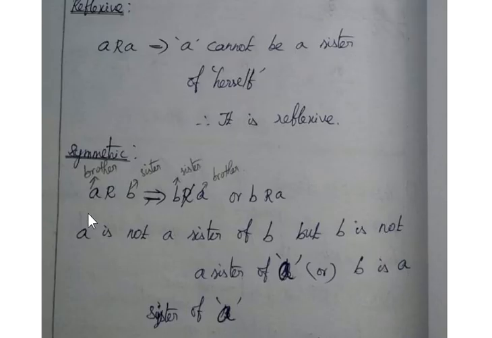Next is symmetric. A is related to B, but B is not related to A. See that A is brother, B is sister. A is not a sister of B. That is true. But B is sister of A. So here the relation is not satisfied.